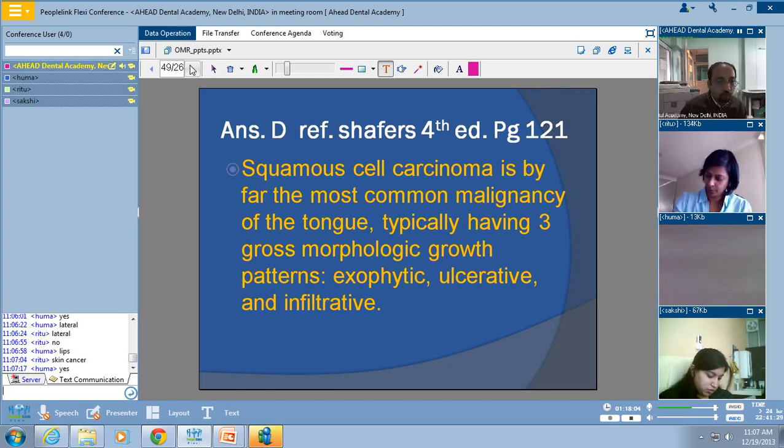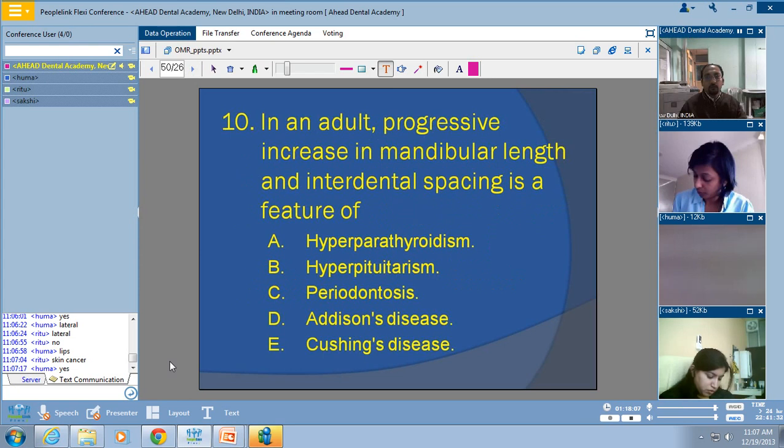Should we go on to the next question now? Just go through this question, question 10. In an adult, progressive increase in mandibular length and interdental spacing is a feature of. We have these 5 choices. Obviously, we can safely say choice C cannot be there, because periodontitis will not result in interdental spacing.